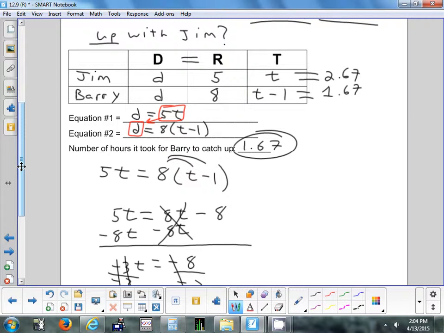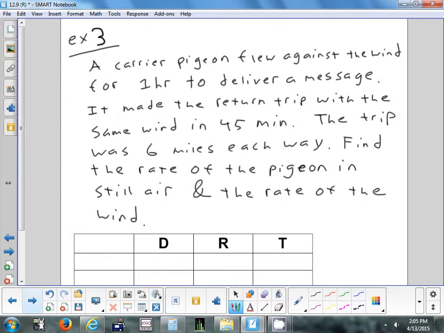Any question on that one? Okay, so those two were kind of the same type. So when you see a problem on the test with two people traveling, and they're going to catch up, that's the setup. That's the basic setup. Okay, so I think we're halfway there.